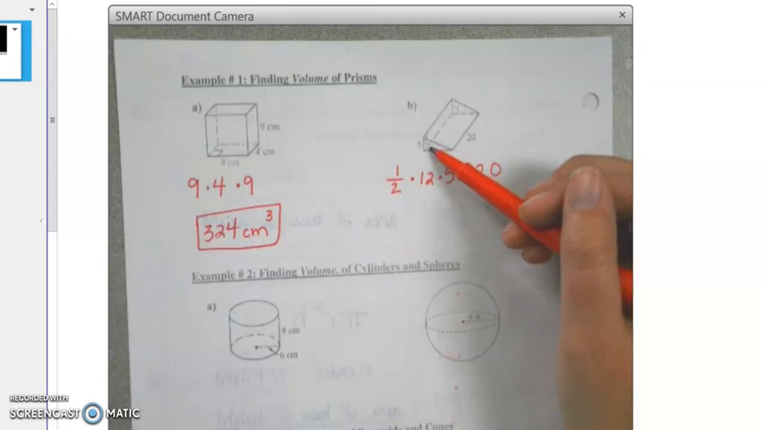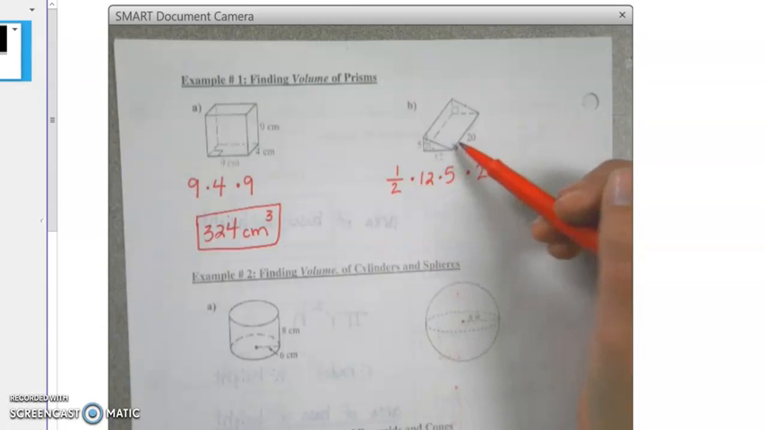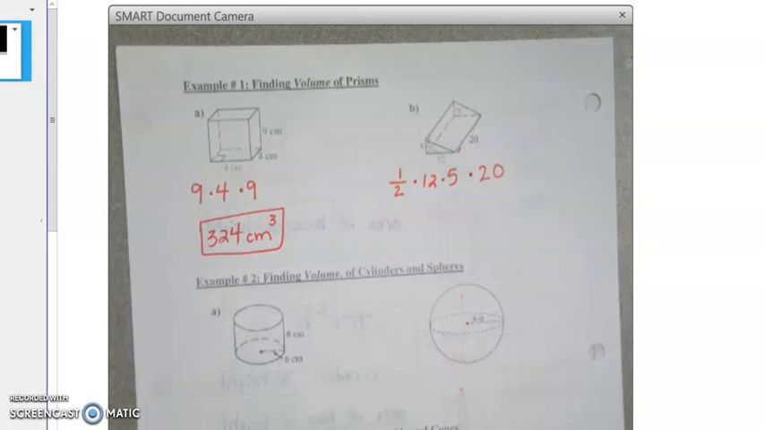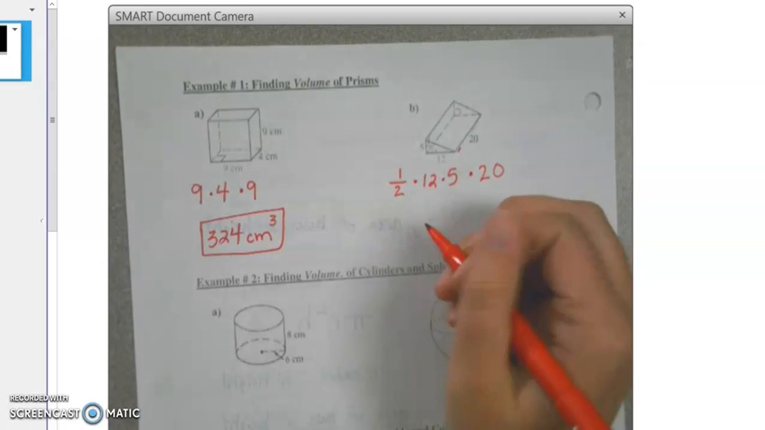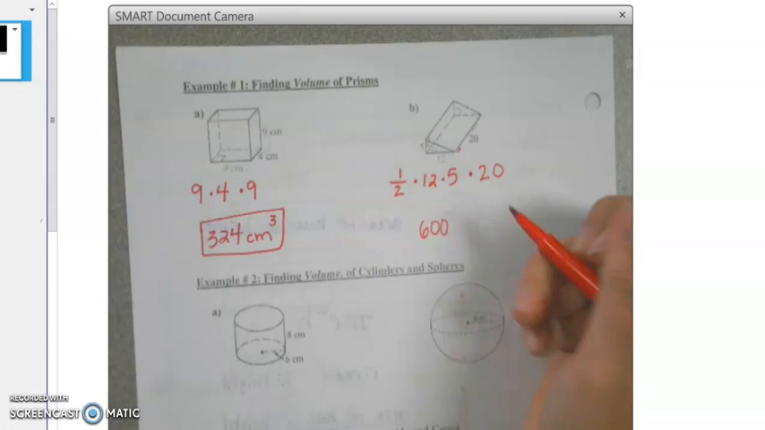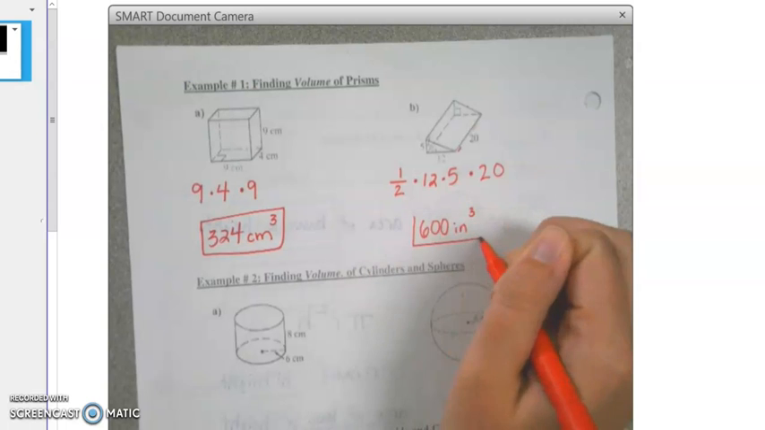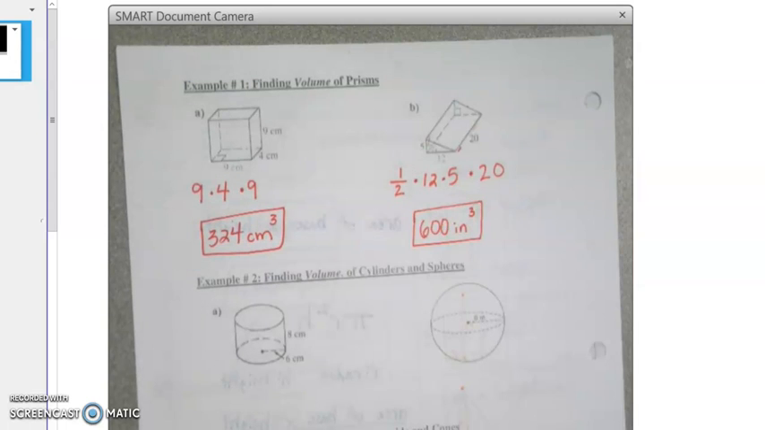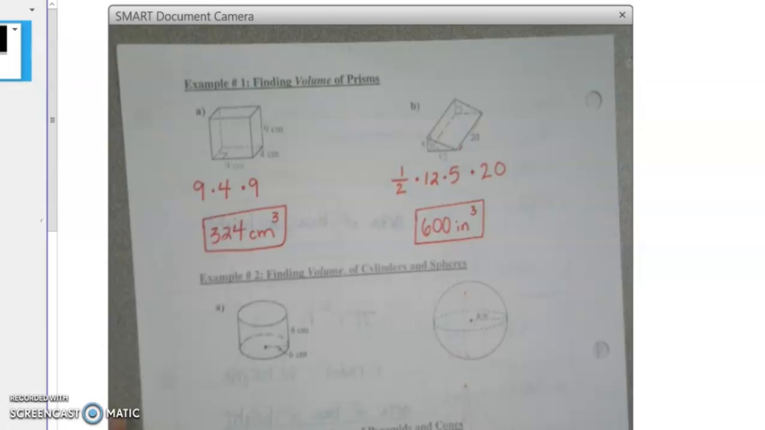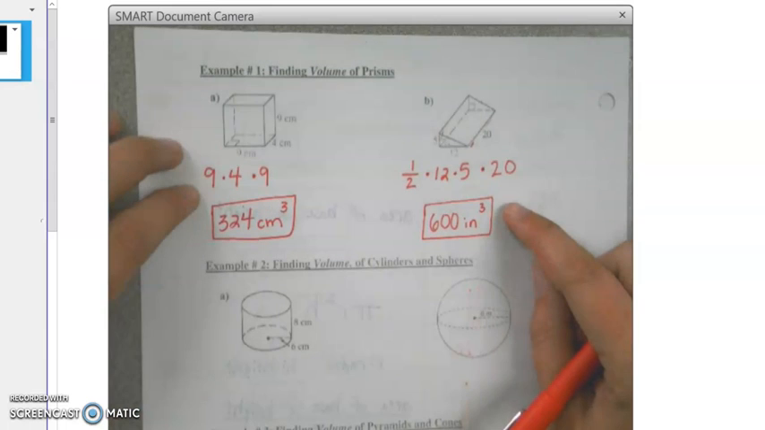The distance from this triangle to this triangle is 20. So when I multiply these, I get 600. This problem doesn't have units. It should. We're going to call it inches cubed. So these are your 2 prism examples.